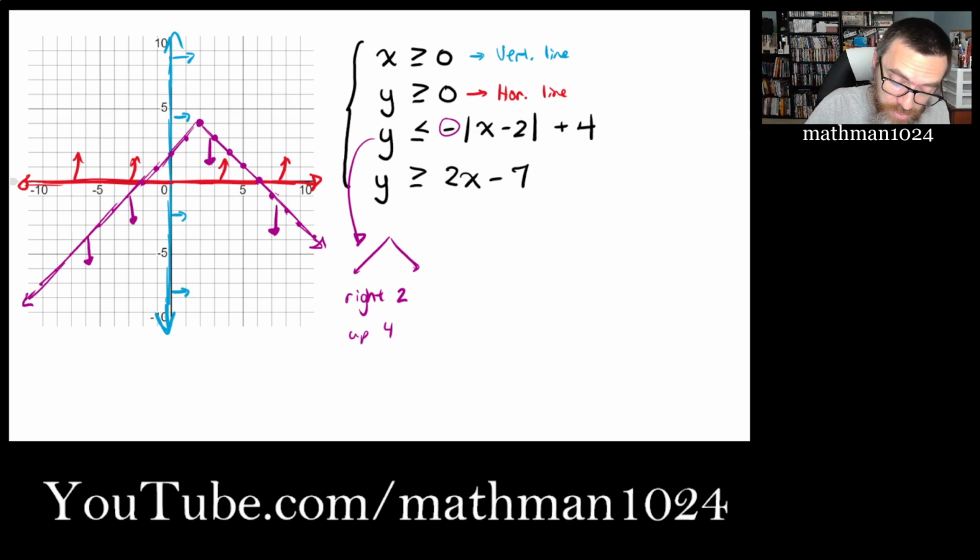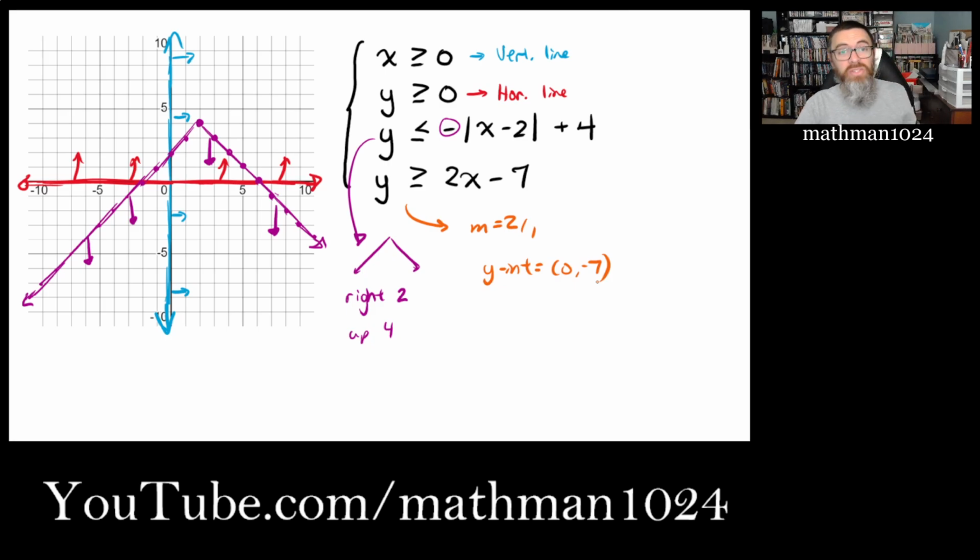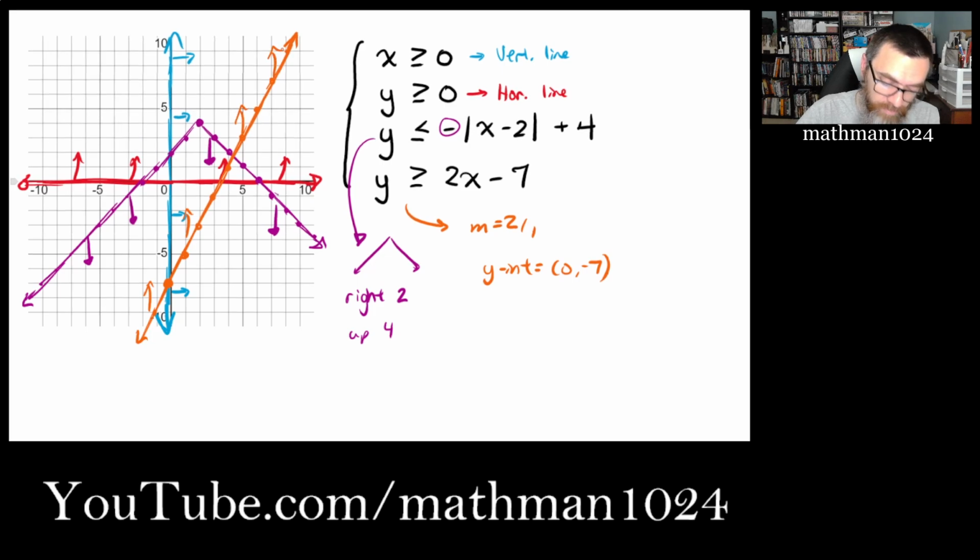But wait, there's more, and that's this guy. So this guy has a slope of 2, has a y-intercept of -7. He's solid. We start down here at -7 with a slope of 2. So this is his graph. And it says y is greater than. So that means from here, you're going to be going up, be shading above. So you've got to be above the orange.